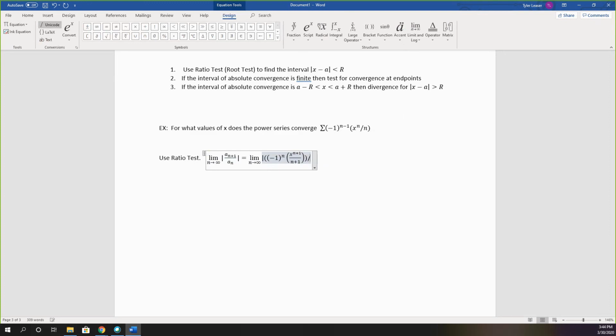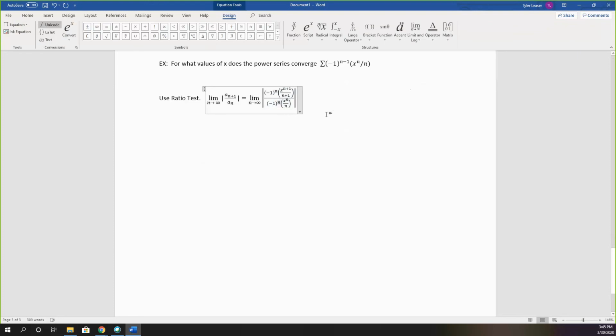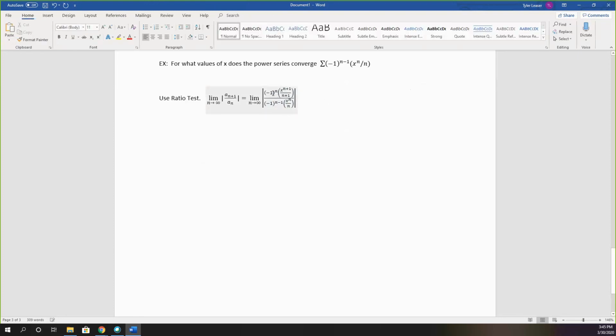Okay. And now that's going to be divided by the nth term, which is just negative 1 to the n, and then that x to the n divided by n. There you go. Looks nice. Okay. My negative 1s, oh, sorry, this should have been a negative 1 power here. The negative 1 to the n and the negative 1 to the n minus 1, they aren't going to do anything because of the absolute value. So we can just drop those.